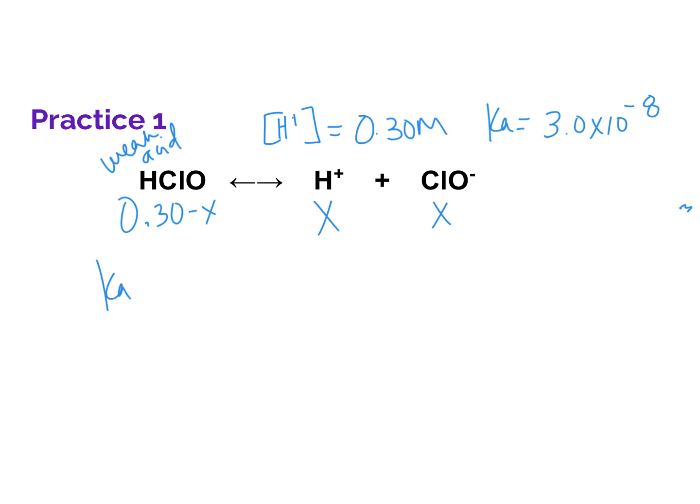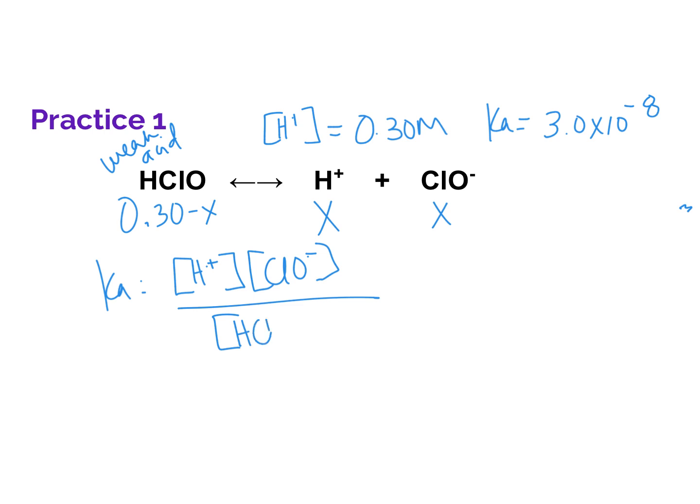When we write our Ka, it's the products, H plus, ClO minus. There are no coefficients, so there's no superscripts. We're going to go ahead and put that over the reactant. And then we put our values in. So remember, this is a value I gave you, that 3.0 times 10 to the negative 8 is our Ka.